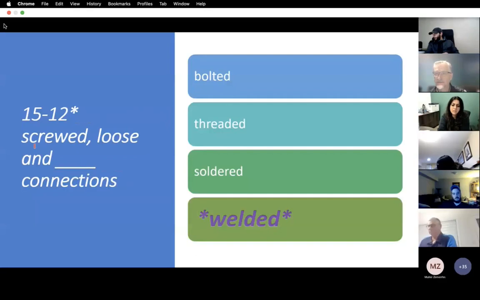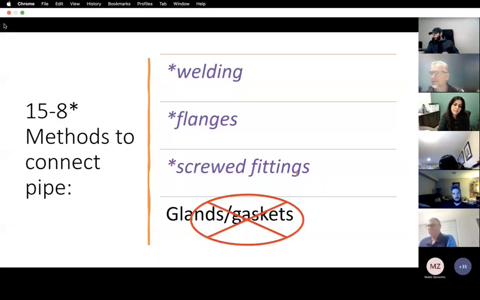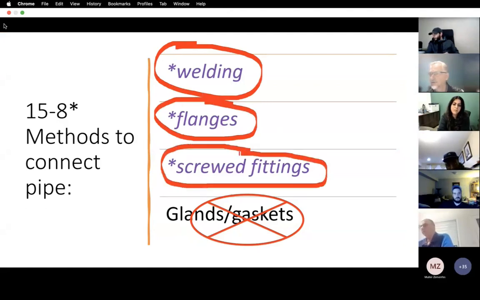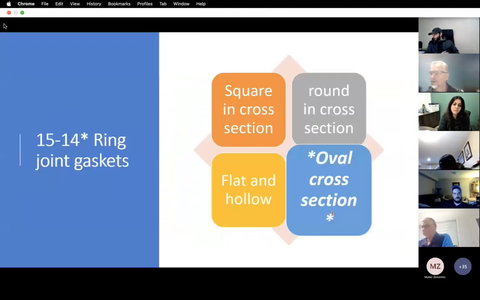Different kinds of connections. We have screwed or threaded. We have loose or flanges, and also welded. So a different version of the same conversation. We attach pipe with welding. We attach pipe with flanges. We can use screwed fittings, and we don't use those things. Ring joint gasket has an oval cross section.